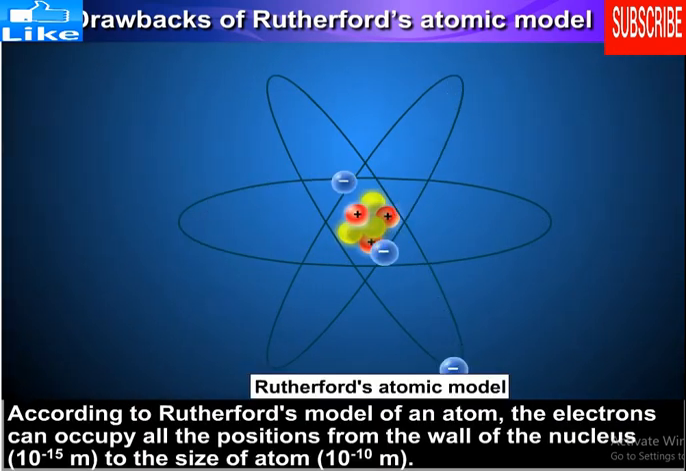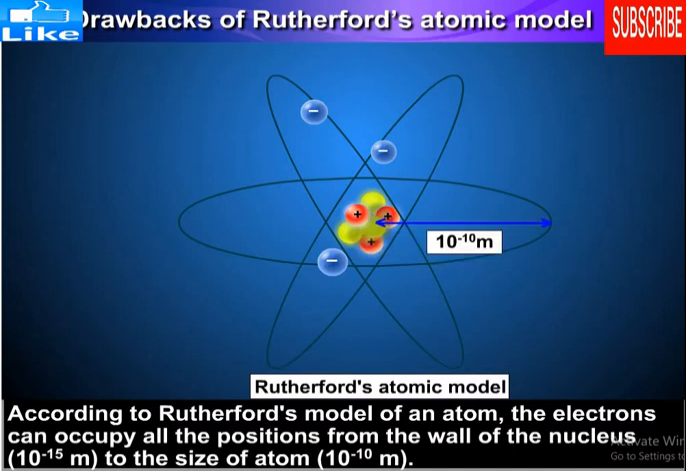2. According to Rutherford's model of an atom, the electrons can occupy all the positions from the wall of the nucleus, 10^-15 meter, to the size of atom, 10^-10 meter.